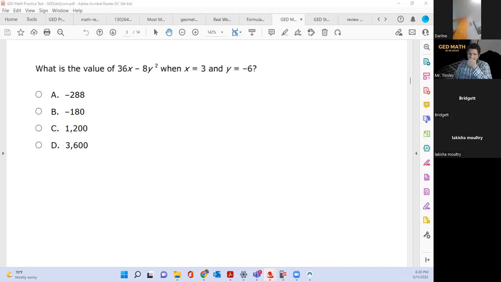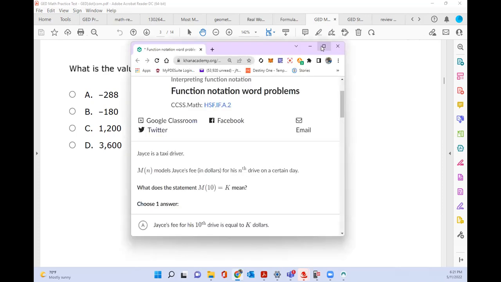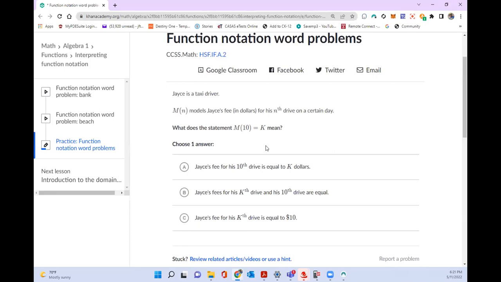Let me see if I can find one. Okay. All right, here go one right here. It's not really a formula, but let's see if we can understand it. So remember, a function, most of the time on the GED, you'll see f of x, g of x, or h of x, but they could be any variable. So this means this function m depends on this variable n.